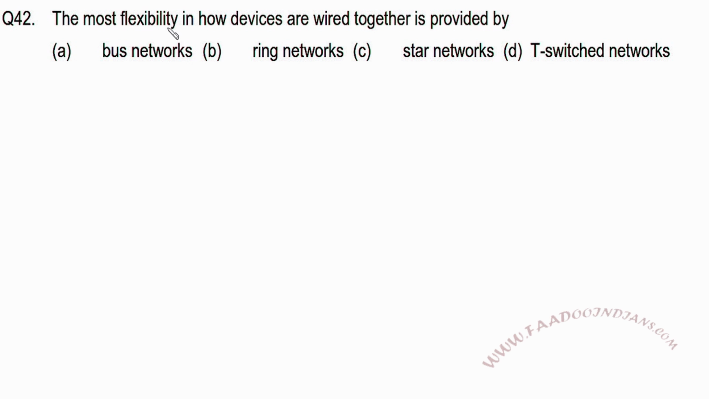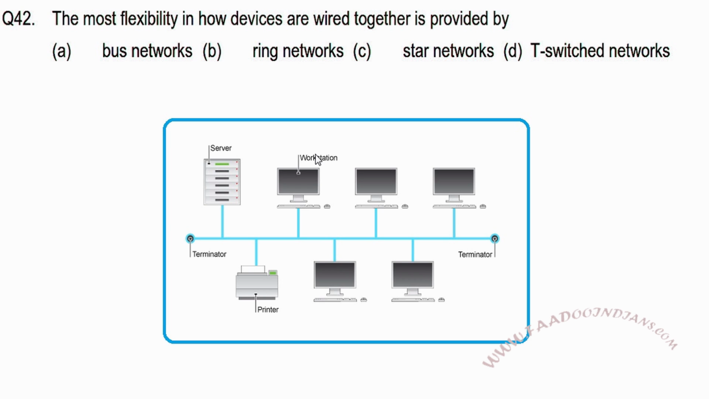42nd. The most flexibility in how devices are wired together is provided by. It is asking for how devices are wired together. It is bus networks because we have a bus here, a backbone, which connects all the peripherals, which connect all the nodes, and it is very flexible to remove them at any time without much complexity. That is why its answer is bus networks.